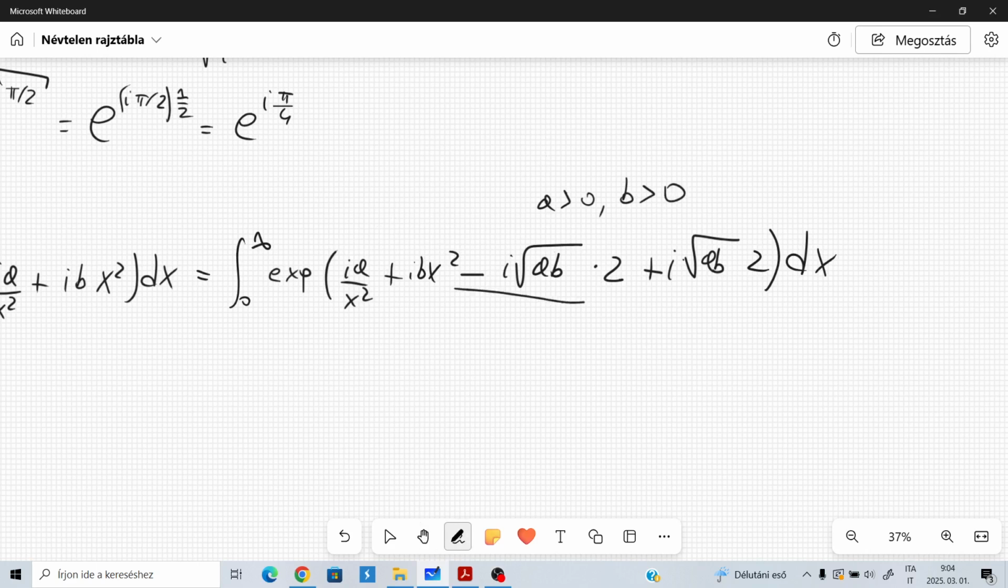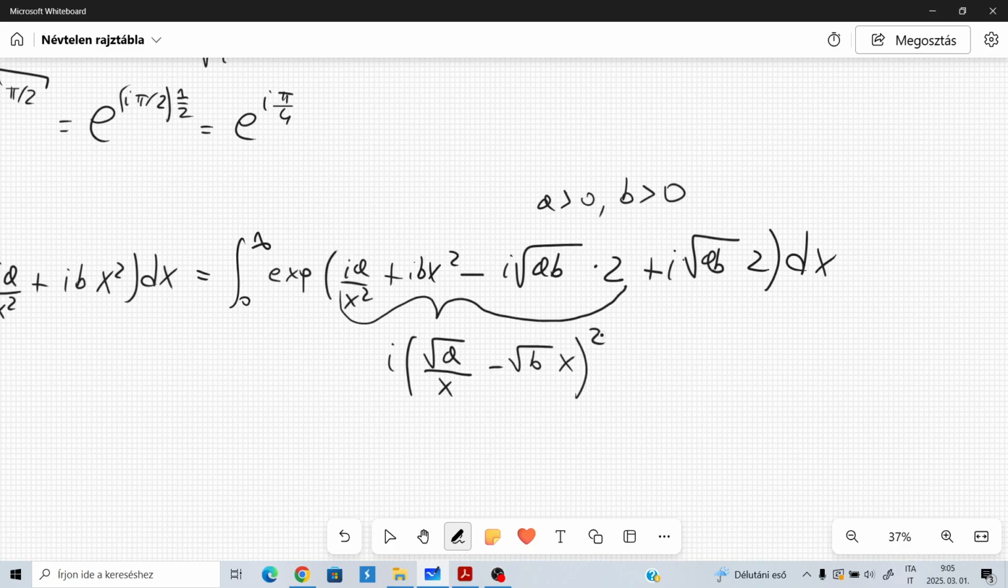And why did I subtract this quantity and of course add it? Well, if I subtract this quantity, you can see that these three terms form a square, because that's exactly i multiplied by the square of the square root of a divided by x, minus the square root of b multiplied by x. And so, of course, we have to square it. If you square this and multiply it by i, you get exactly this term, right?